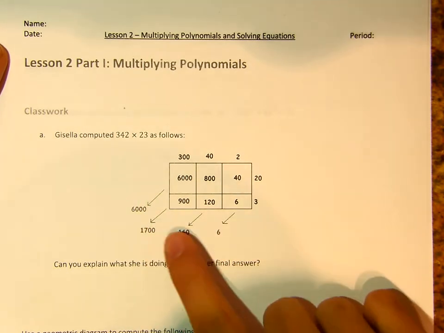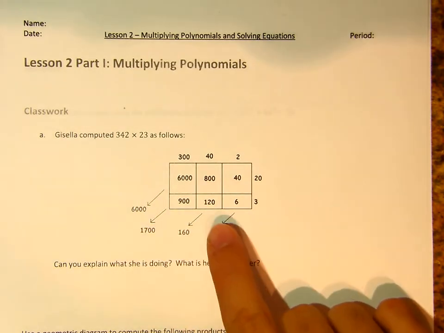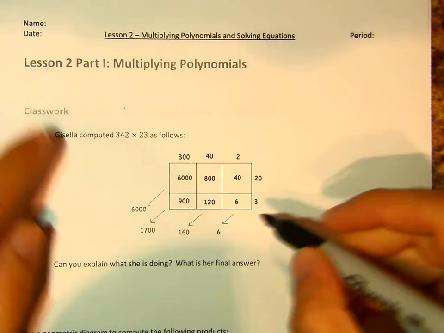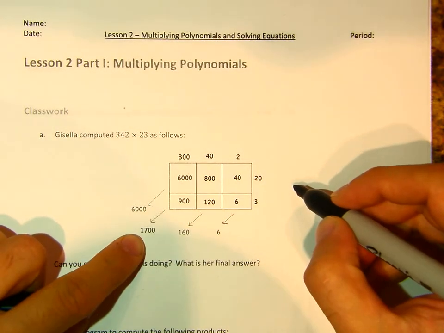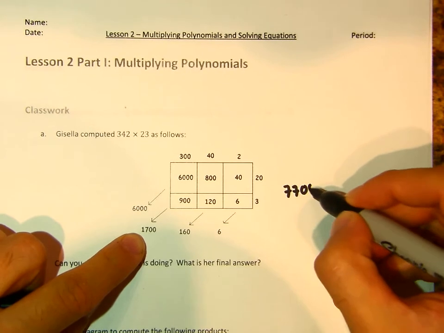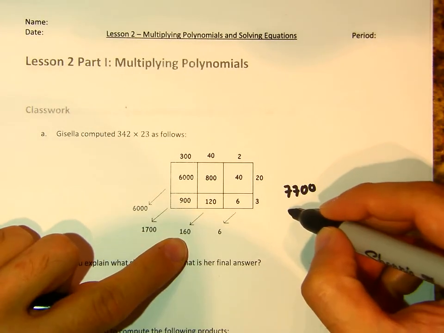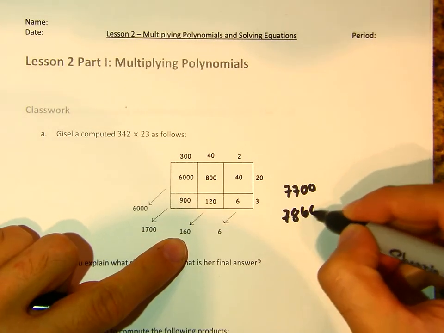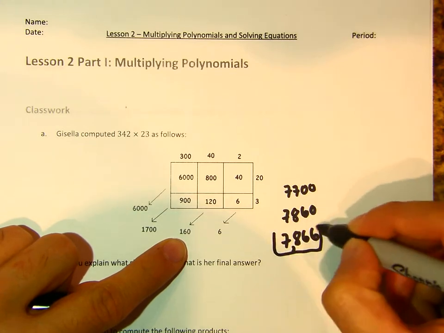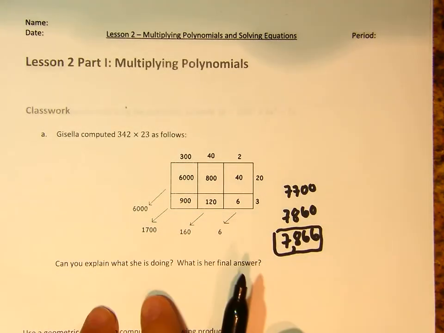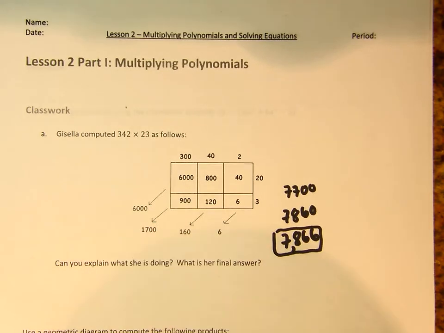She's just going to add everything up, and her final answer should be, this is what, 6,000 plus this is 7,700, right? Plus the 160, so that is 7,860, and then 7,866. That should be her final answer, yeah? Okay, so take a second and try and explain in your own words what she is doing.